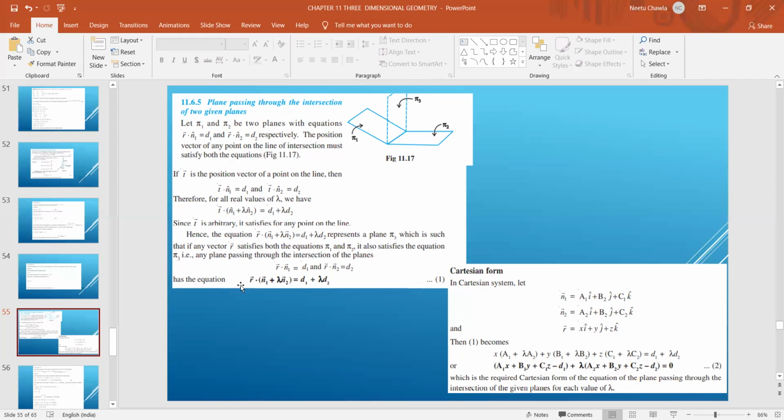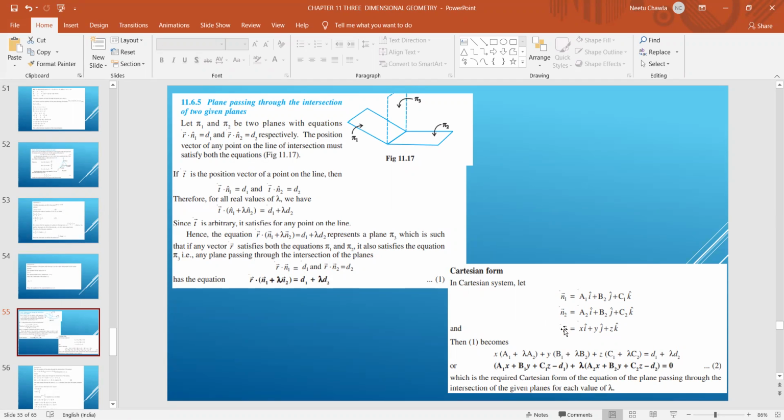So finally, this is the equation of this plane pi 3 which is passing through the intersection of two given planes, where you should be knowing what is your n1 vector, what is your n2 vector, what is d1 and what is d2, and you can easily put the values.